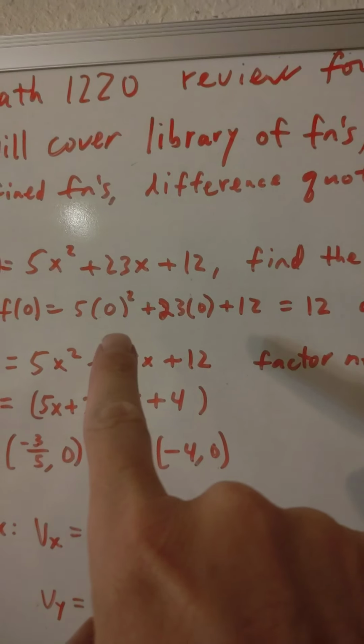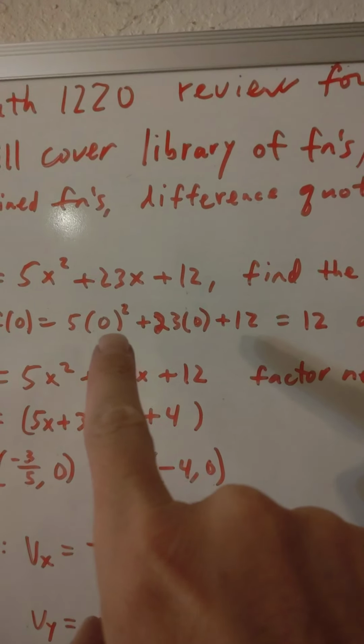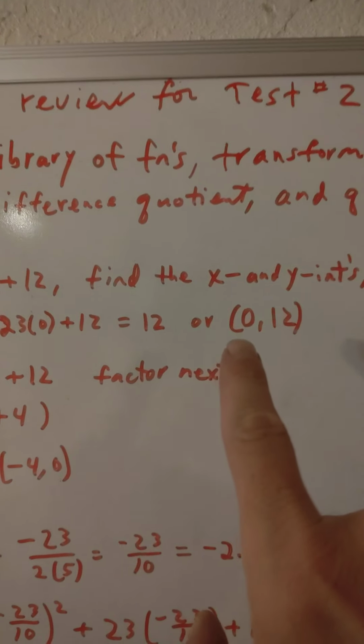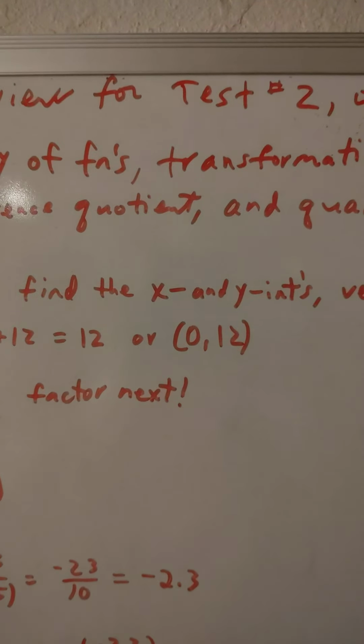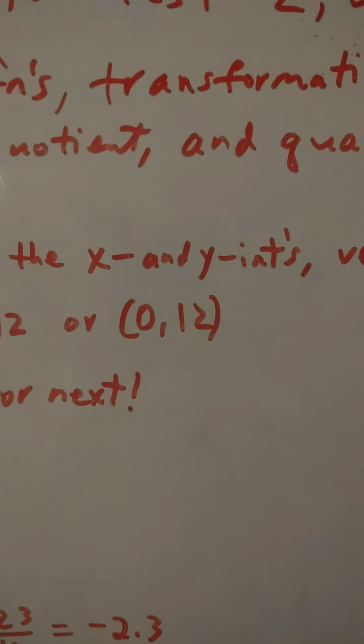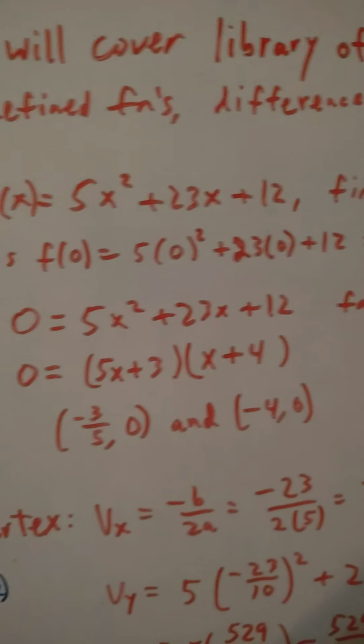And let's do the math. 0 squared is 0. What's 5 times 0? 0 plus 0 plus 12, and doesn't that equal 12? Or you can write it as an ordered pair. We have to remember, intercepts are really points on the graph. So (0, 12). That's going to be a point on the y-axis.